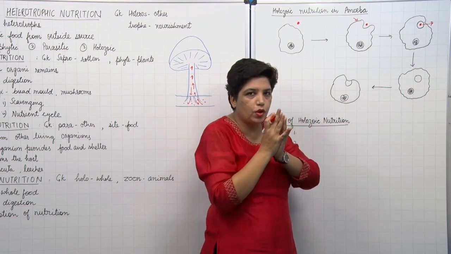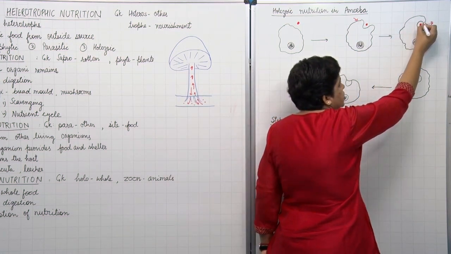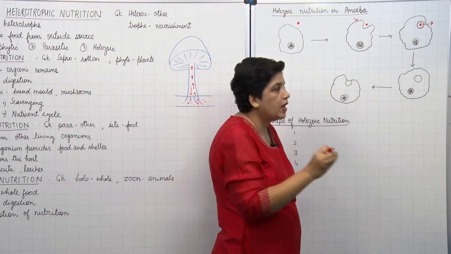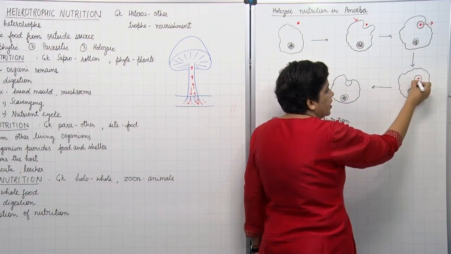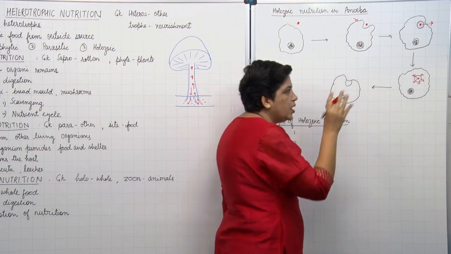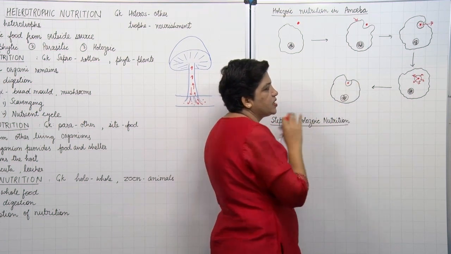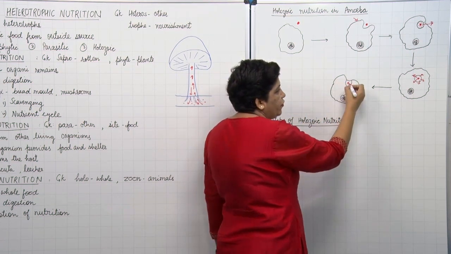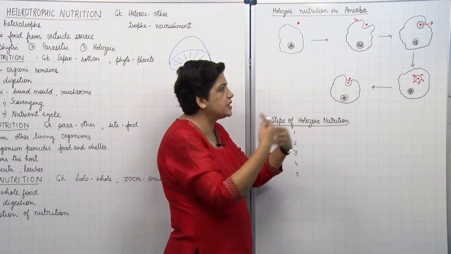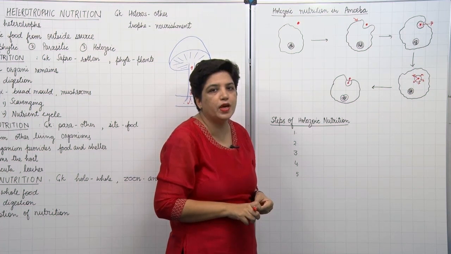Now inside the food vacuole, what happens? The digestive juices are released. These digestive juices break down the food into simple soluble nutrients. The nutrients which are required by the cell are absorbed within the cell. After digestion, the nutrients are absorbed into the cell. Now what remains is the undigested, unwanted food remains. That food remains is then ejected out of the cell again by creating a projection. So these are the steps involved in holozoic nutrition of amoeba.